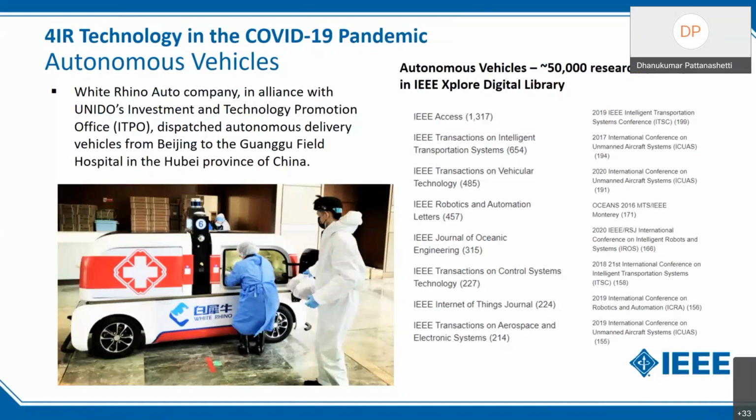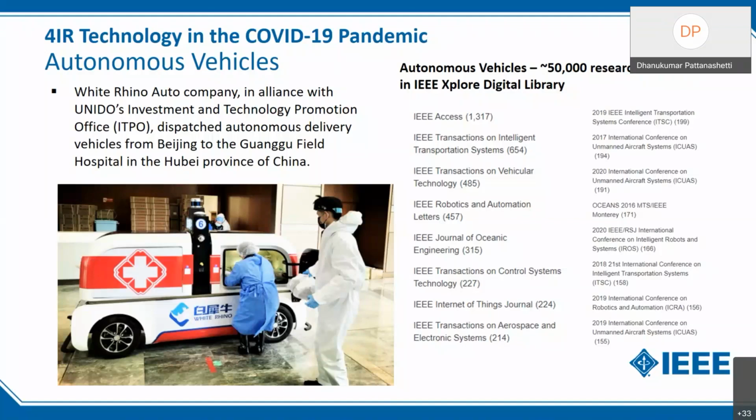And here there is a company called White Rhino Auto Company, headquartered in Beijing. With the help of Unido's Investment and Technology Promotion, it dispatched autonomous delivery vehicles from Beijing to the Jingnan field hospital in Hubei province. The use of AVs not only lessened the workload on the overburdened hospital staff, but also helped in limiting the risk of cross infection. Overall, in the area of autonomous vehicles, there are close to 50,000 research articles in the IEEE Xplore digital library.